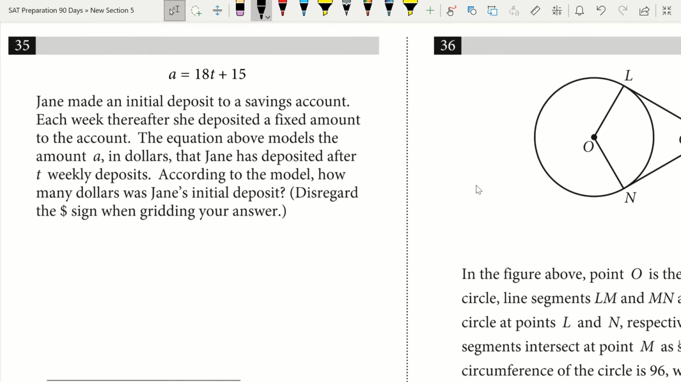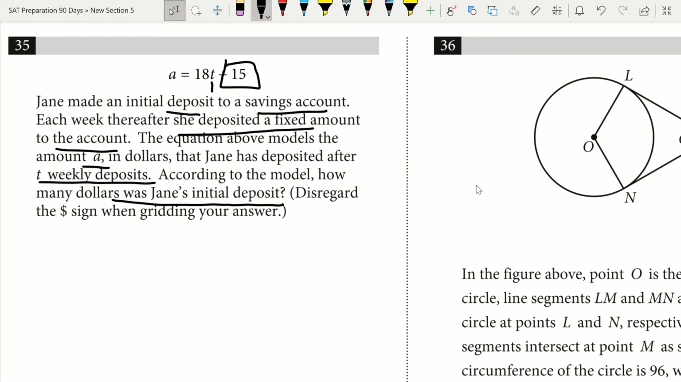All right, next we got Jane made an initial deposit to a savings account. Each week thereafter, she deposited a fixed amount to the account. The equation above models the amount A in dollars she deposited after T weekly deposits. According to the model, how many dollars was Jane's initial deposit? Her initial deposit is going to be positive 15 because that comes at T equals 0, right? Her initial deposit is at T equals 0 because there's no weeks during her initial deposit, which means that we're just going to have positive 15. Okay, so our answer there would just be 15. So once again, that's going to be a fairly easy question there.